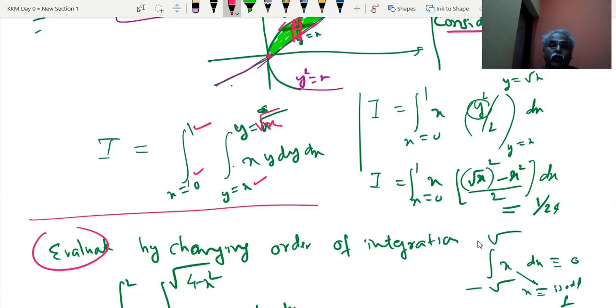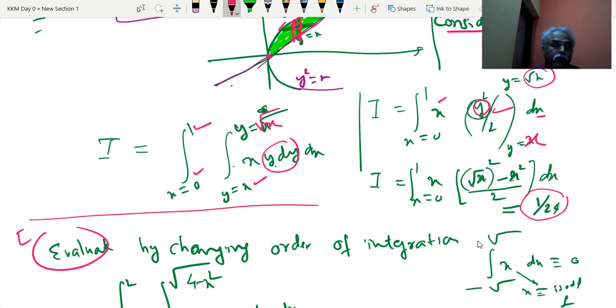When you integrate with respect to y first, x as it is, dx as it is, y dy has become y square by 2, upper limit minus lower limit. Wherever y is there, put the upper limit root x whole square minus x square; the lower limit is not always 0, please. So only x is remaining. After integrating, we will get 1/24.